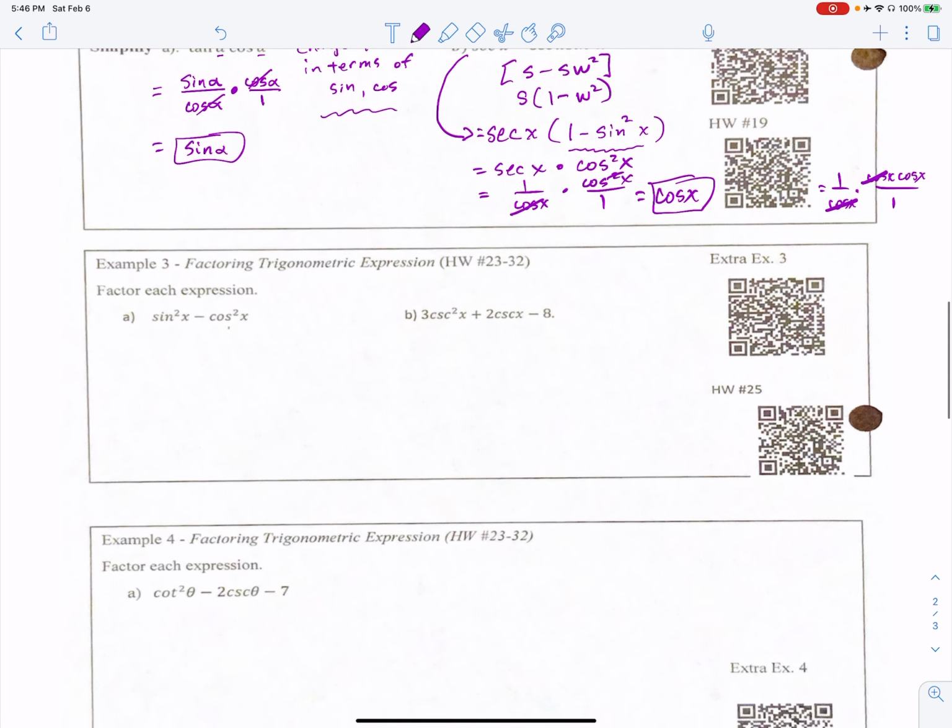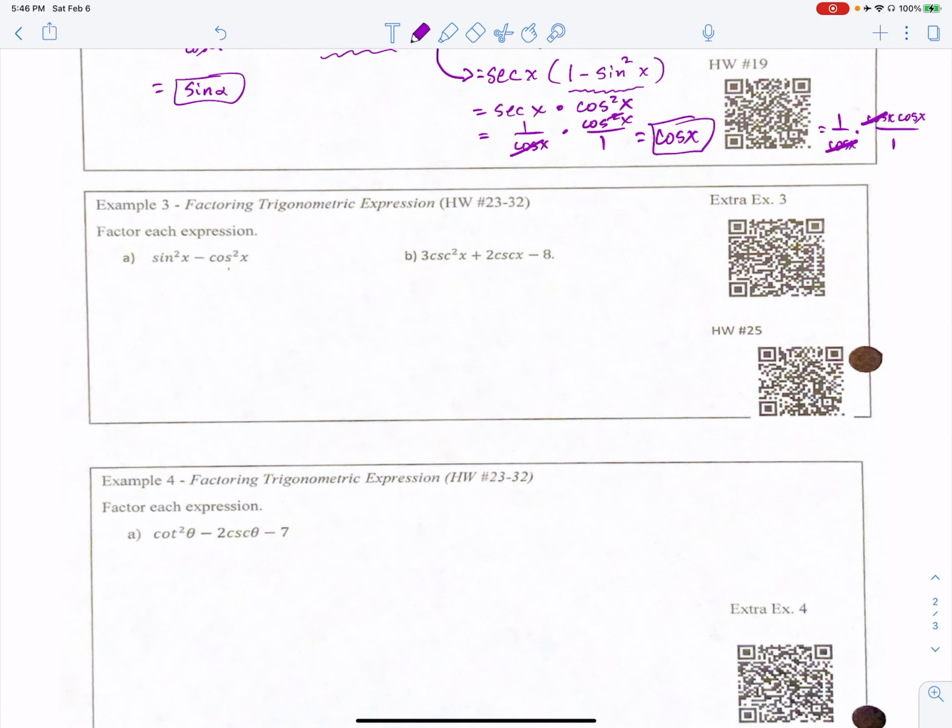Then we have factoring trig expressions. And when we say factoring, you're going to end up writing it as a product of one or more terms.